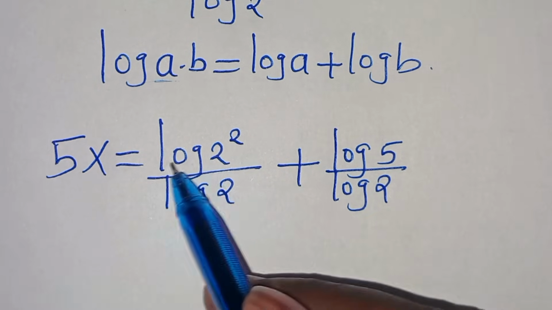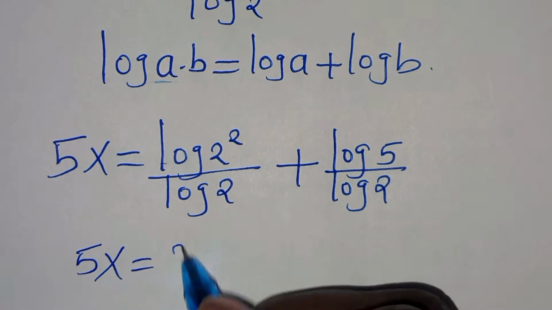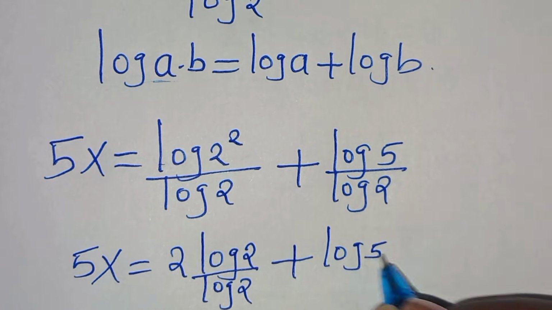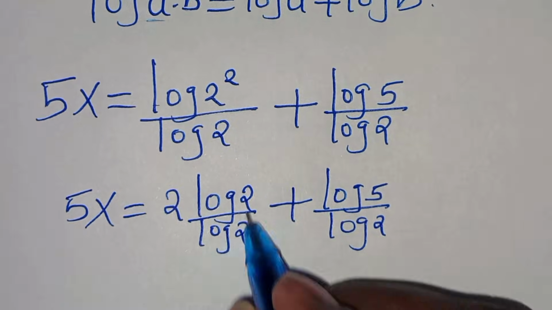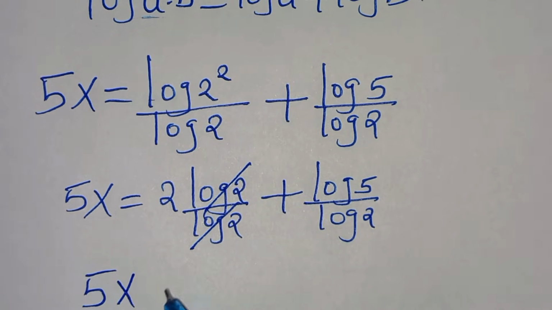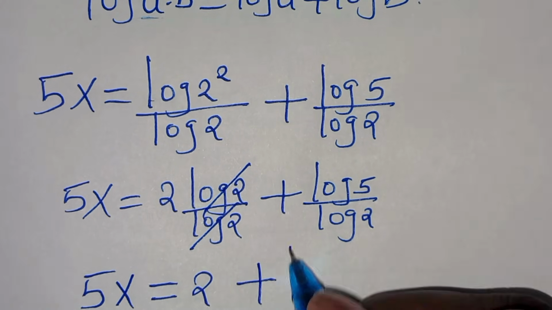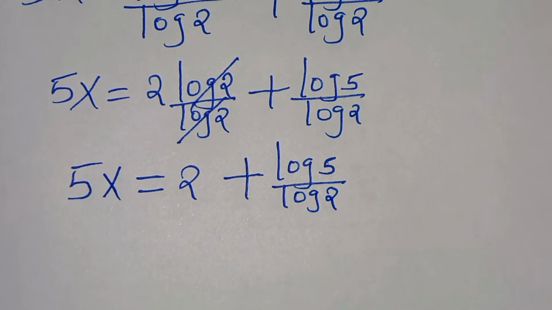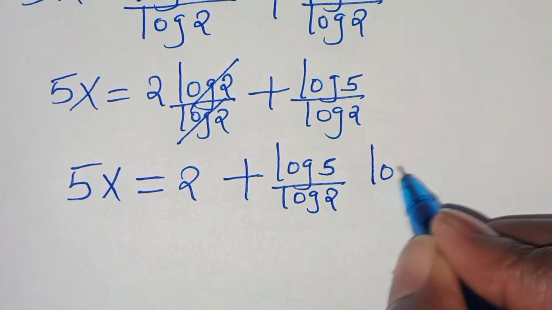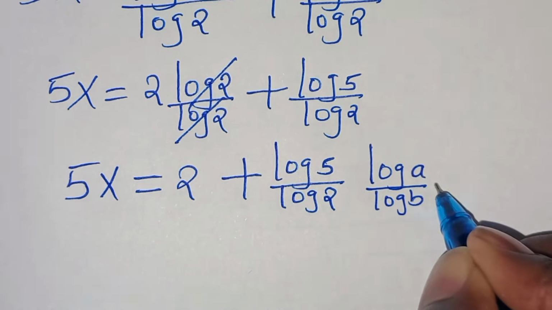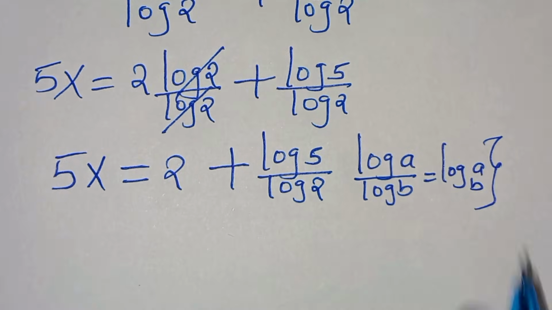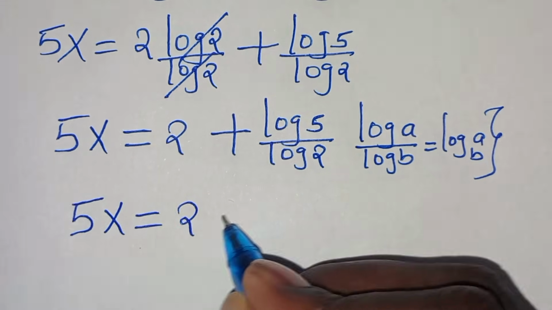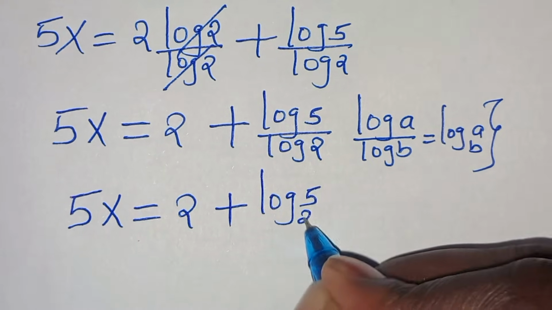So we can apply the power rule property here, log 2 to the power of 2 becomes 2 log 2, divided by log 2, then plus log 5 divided by log 2. So let's simplify log 2 and log 2 here, so that we have 5x equal to 2 plus log 5 divided by log 2. Log 5 over log 2 is in the form of log a divided by log b, which can be expressed as log a to base b. Applying this logarithm property, then 5x is equal to 2 plus log 5 to base 2.